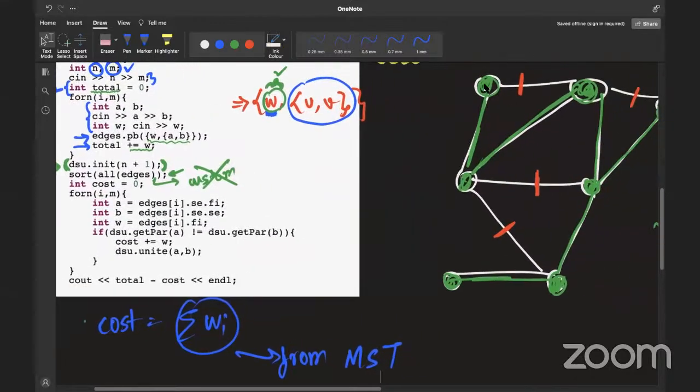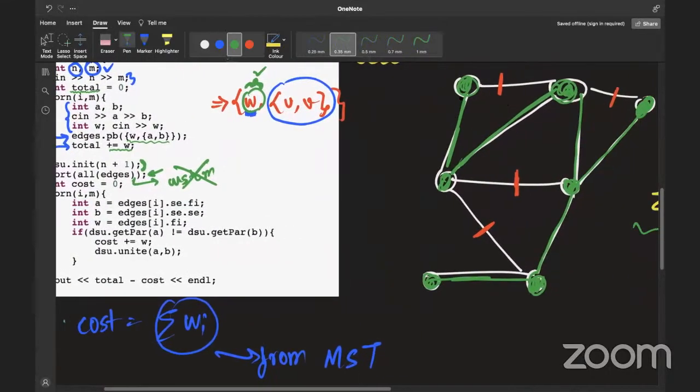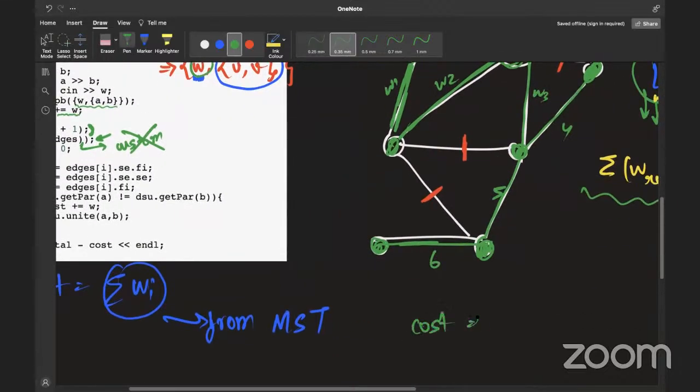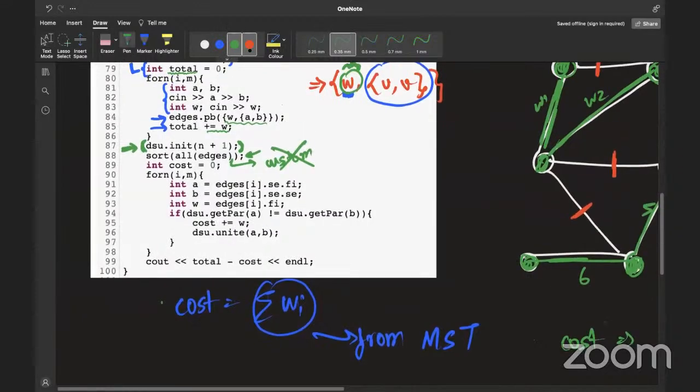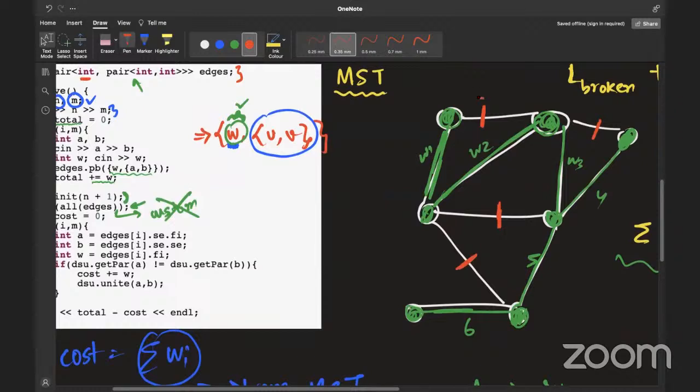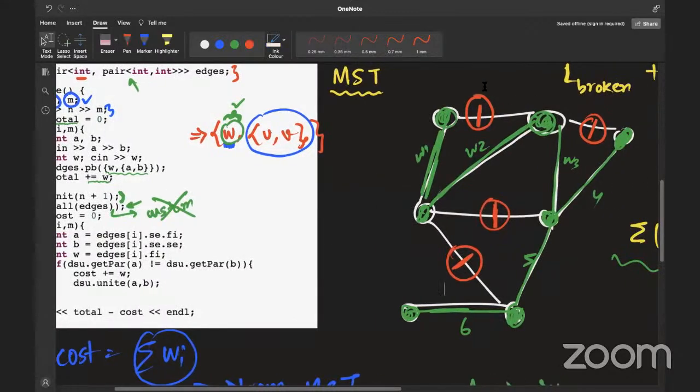And after I find this particular cost, so the cost is the thing that I'm representing here by green. So W1, W2, 4, 5, 6. So yeah, cost is basically these 1, 2, 3, 4, 5, and 6. So I subtract this particular value from the total value, which leaves us with the sum of these particular weights of these values. And that's the answer that we are looking for.